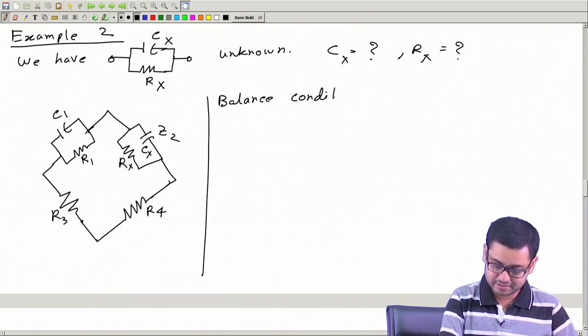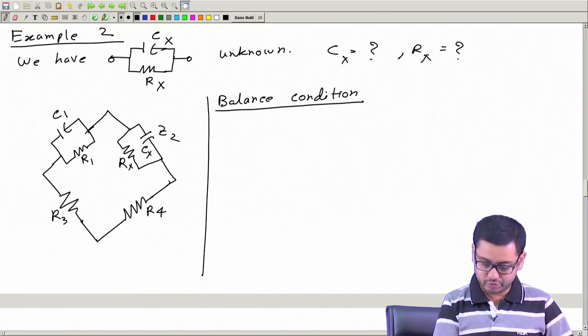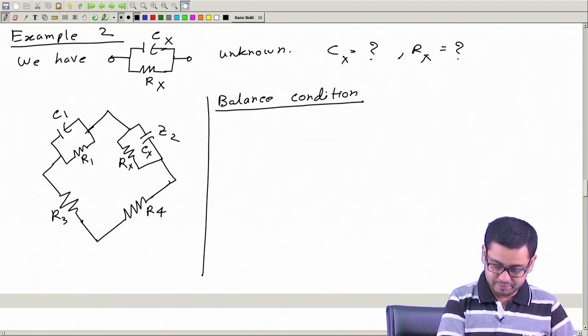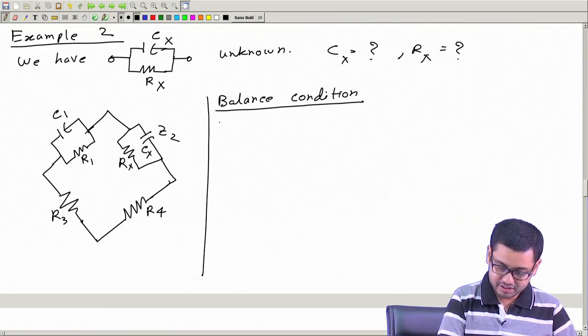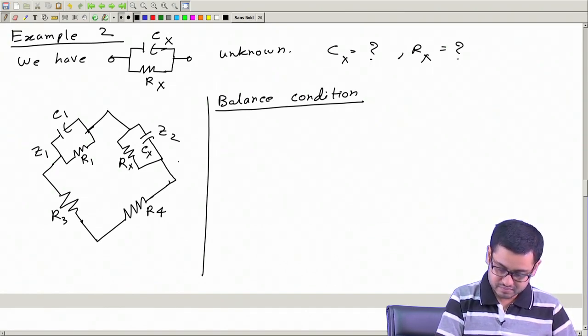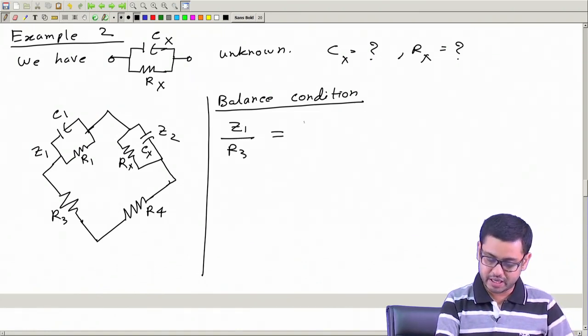And this should be easy, that is what we want and simple. Okay. So, the balance condition, let us write it this way. So, the impedance of this divided by the impedance of this. So, which will be, let me call this impedance Z1, this Z2, R3, R4. So, Z1 by R3 should be same as Z2 by R4.